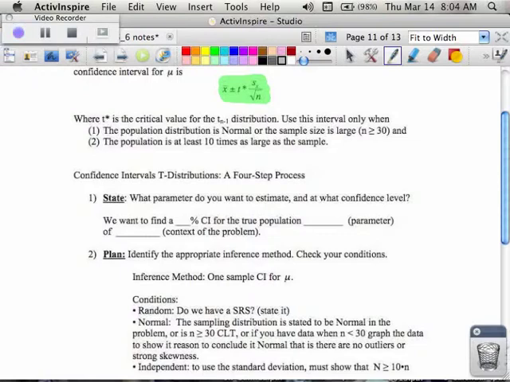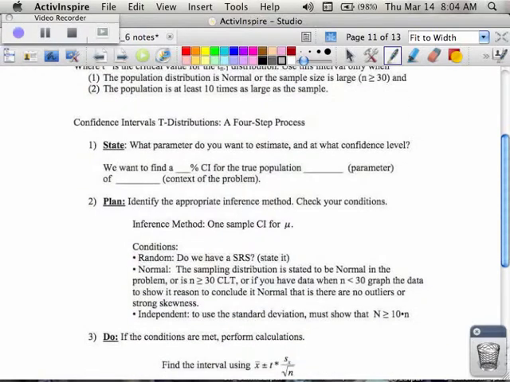And this time it's going to be a mean instead of a proportion, whatever the context of the problem is. Number 2, we're going to plan. That's where you put in the stuff about it being independent. It's a simple random sample. It's normal. Those are our conditions.